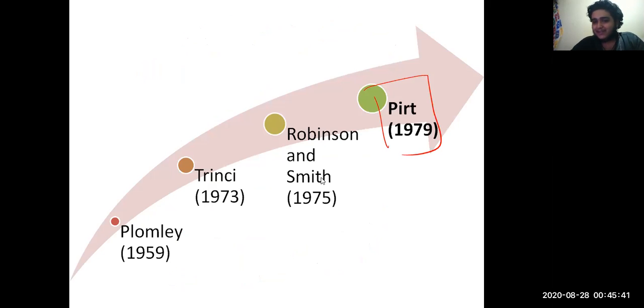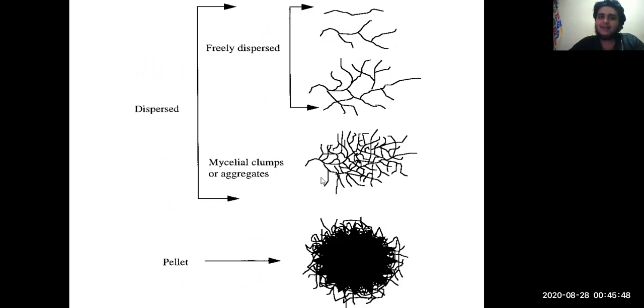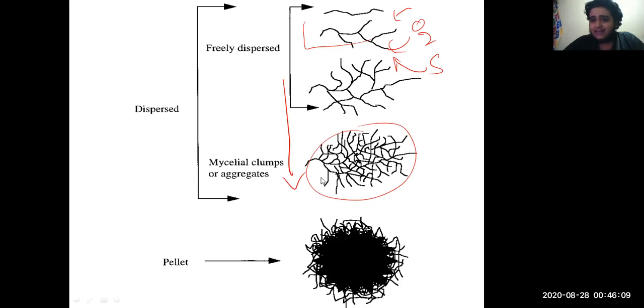Now, Pirt explained it with respect to fungal or mycelial biomass, but we can extend that to bacterial growth as well. What he said with respect to mycelium is basically we have freely dispersed hyphae in a medium. So all of the oxygen content in the medium, the substrate from the medium, everything is accessible to the hyphae. But as the hyphae concentration increases, it reaches a point where it starts to aggregate and clump.